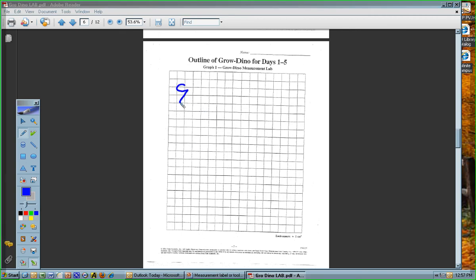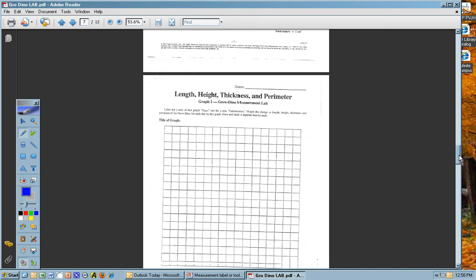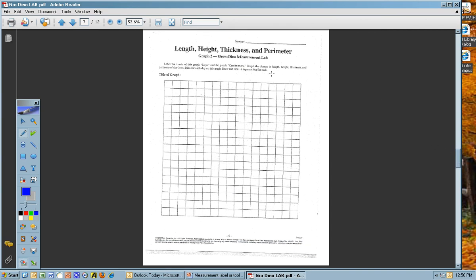So here you would have your dinosaur, and then you'd have several other drawings of different sizes on this chart. So this is the outline. That's the first page. As you move down, the next one is length, thickness, and perimeter.